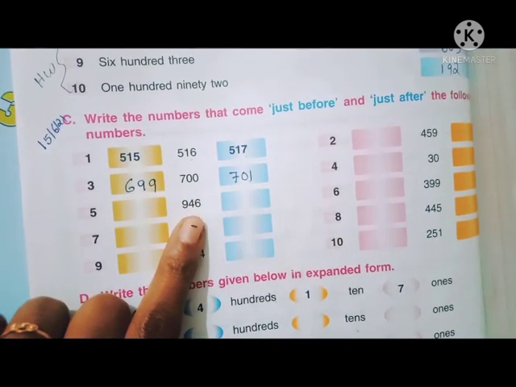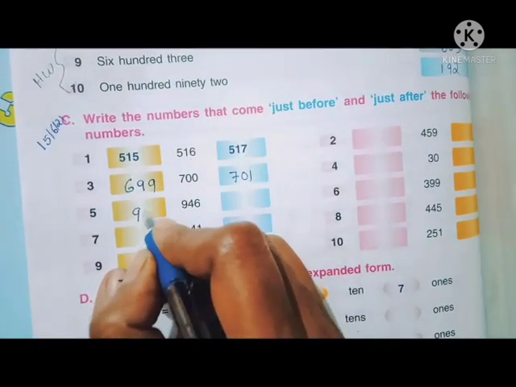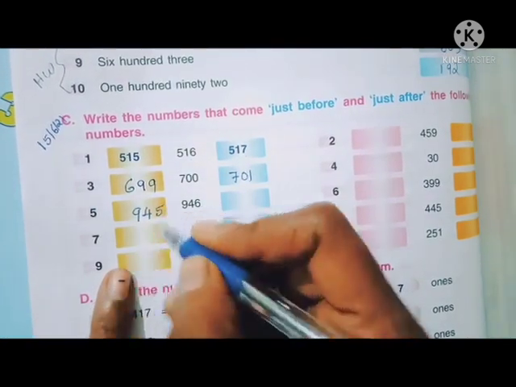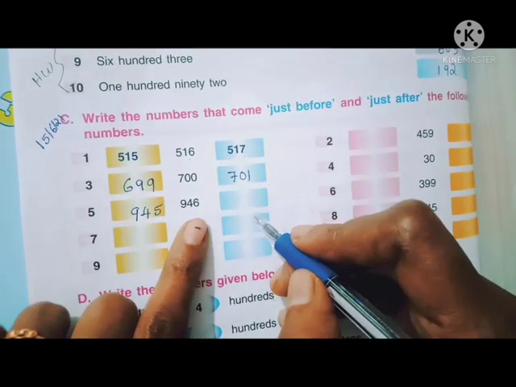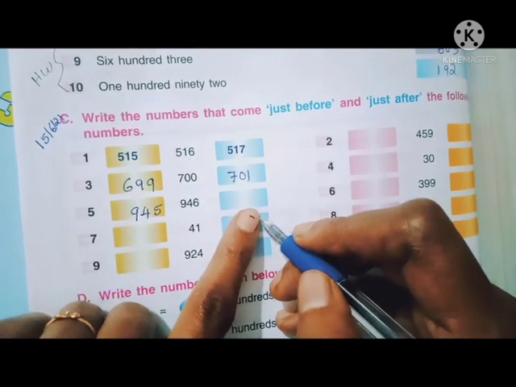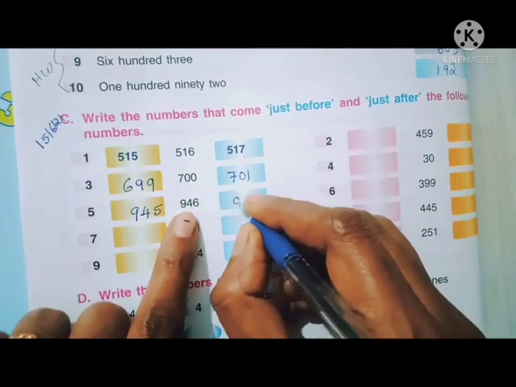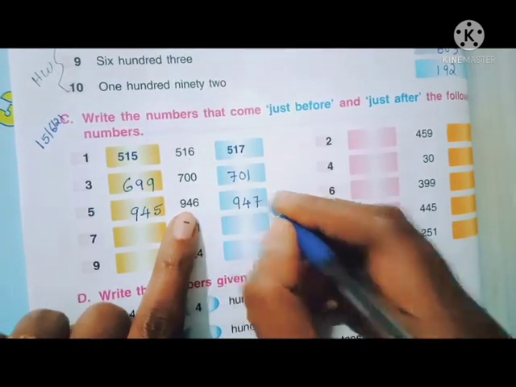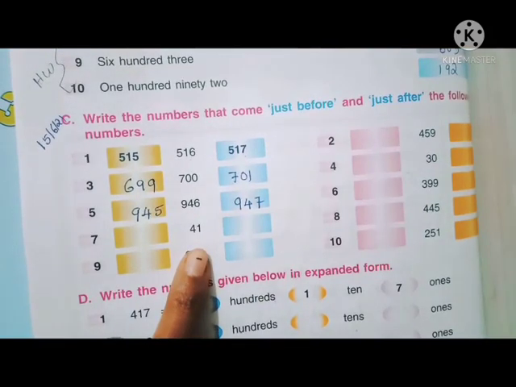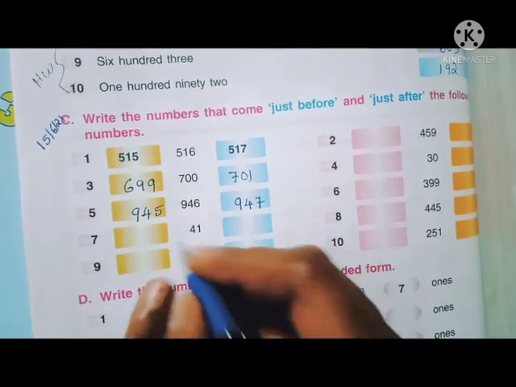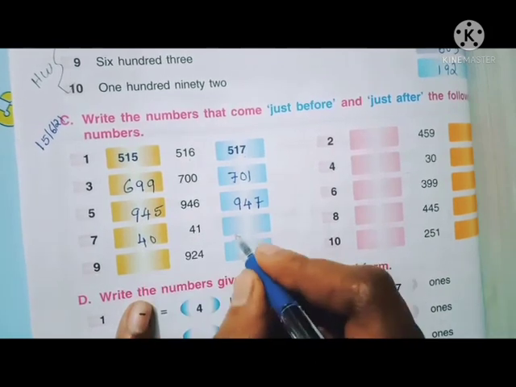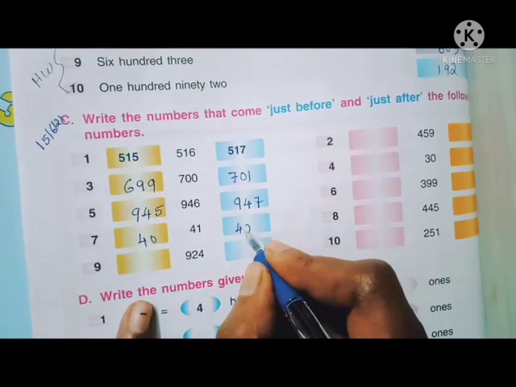Okay, then 946. What is the before number? Before number means we want to count backward. Before 946 we have 945. Then for 946, the after number also we want to write. After 946 we have 947. Then 41: before 41 we have 40 and after 41 we have 42.